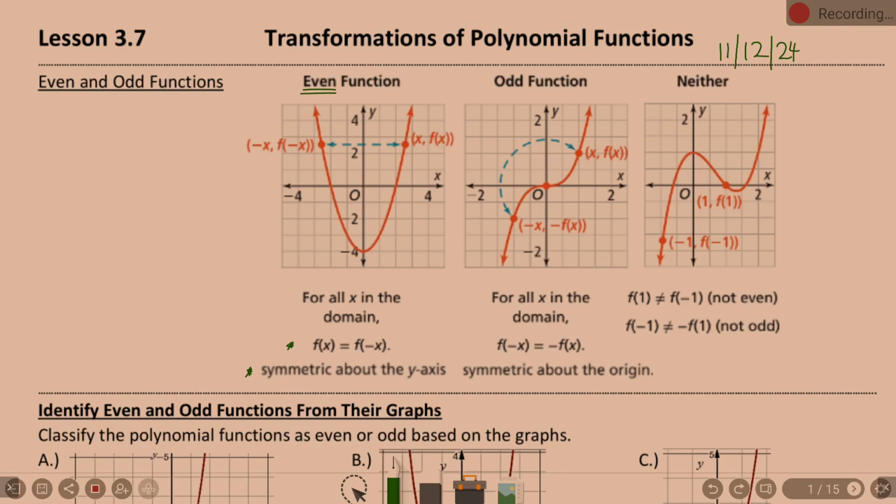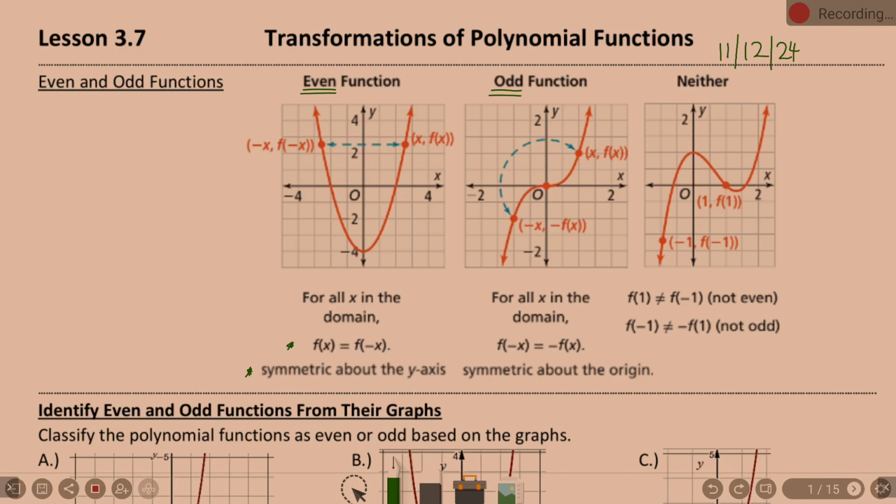If you're given a graph, I'm going to look and see if it's symmetric about the y-axis. If I'm just given an equation, I'm going to look and see does f of x equal f of negative x. So when I put in negative x, is it the same? Okay, and you can obviously see this parabola is an example of an even function because it's symmetric about the y-axis. Okay, the other alternative is an odd function.